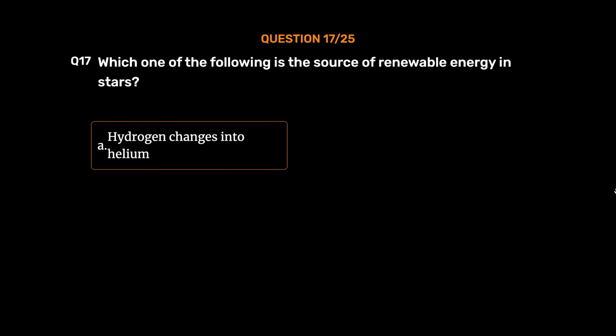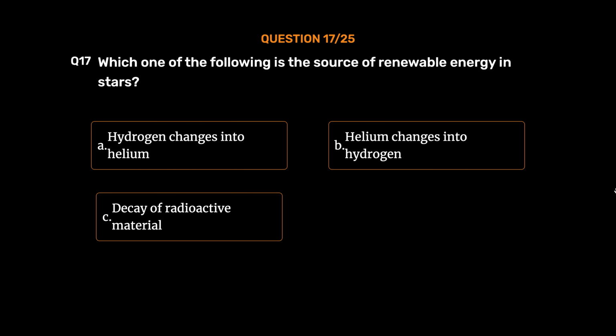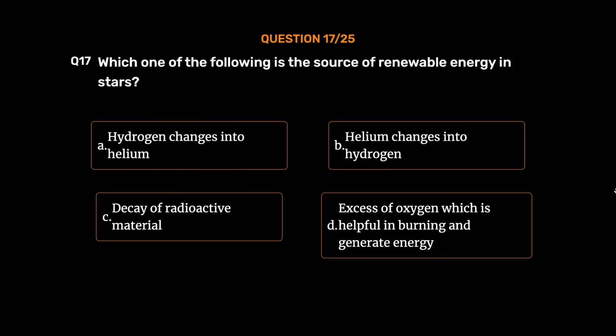Option A. Hydrogen changes into helium. Option B. Helium changes into hydrogen. Option C. Decay of radioactive material. Option D. Excess of oxygen, which is helpful in burning and generate energy. The correct answer is option A.